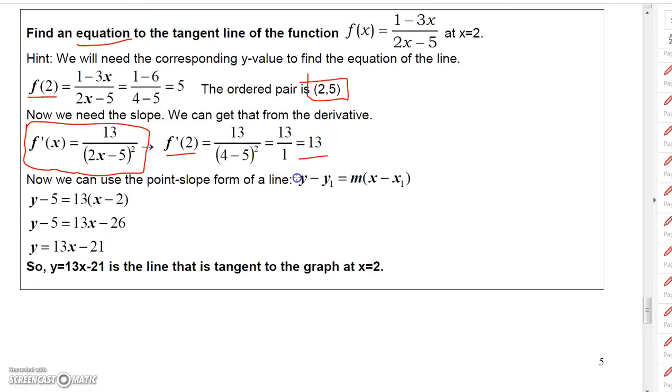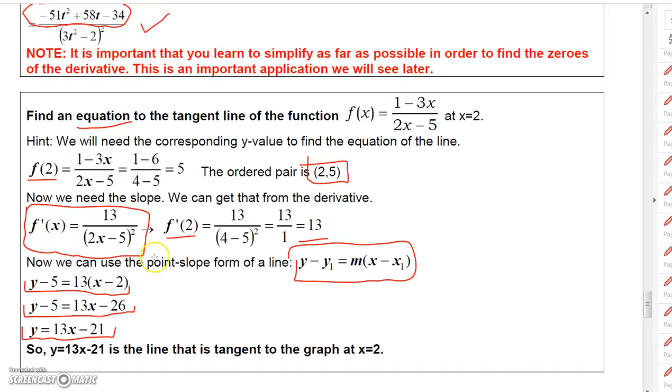Now I use the point-slope formula because I know the slope is 13 and I know the point is (2, 5). So with the point-slope formula, I'd have y minus 5 equals 13 times (x minus 2), which is y minus 5 equals 13x minus 26. Then add 5 to both sides, and you get y equals 13x minus 21. And so that's the equation of the tangent line of the graph at x equals 2.